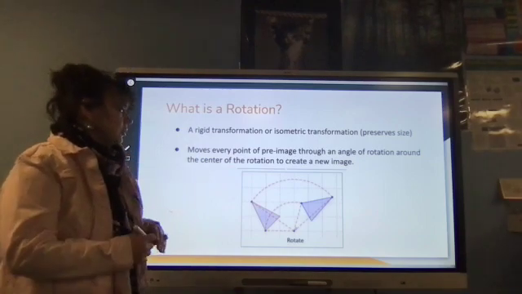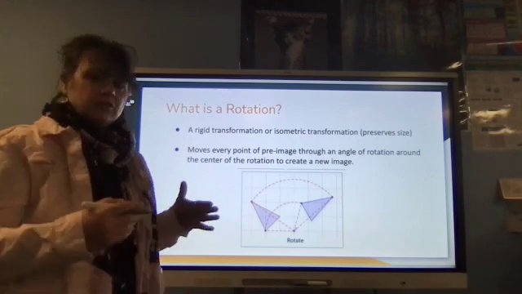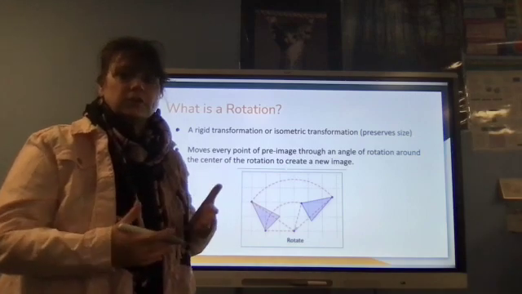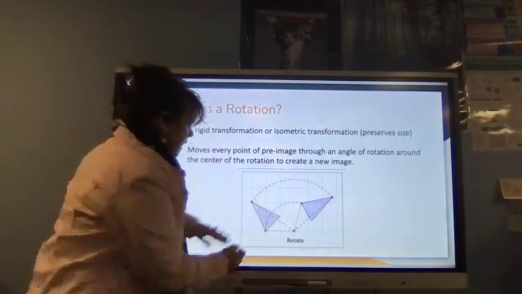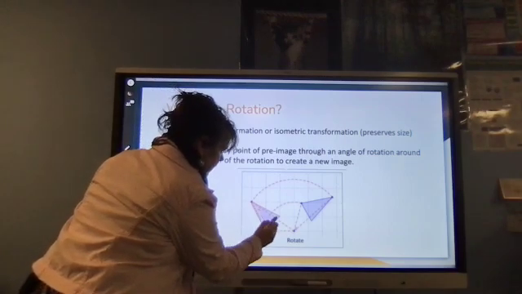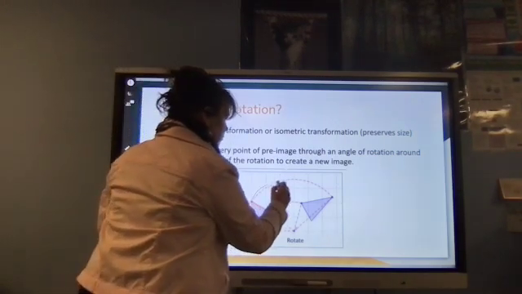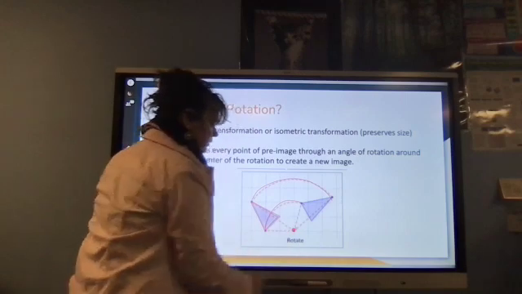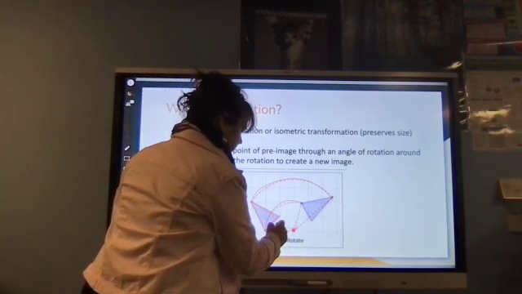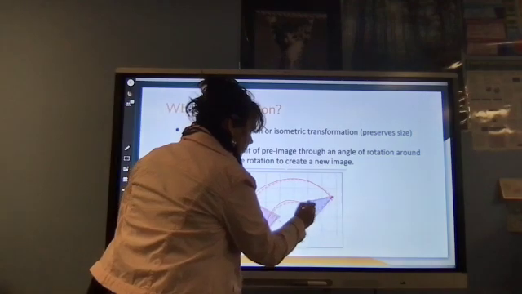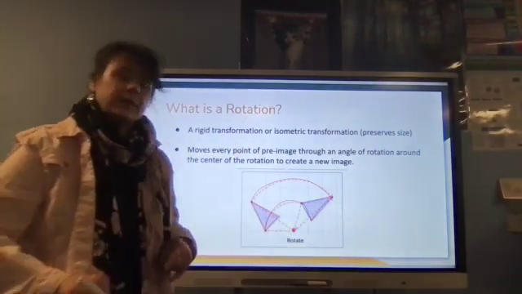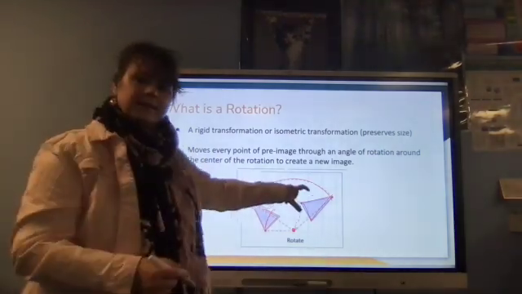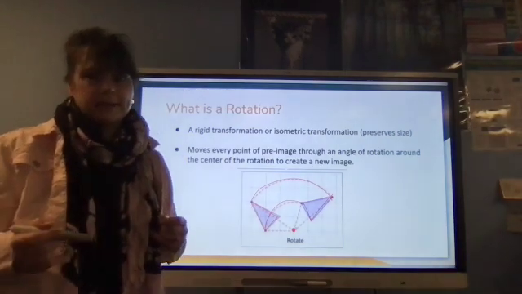A rotation also moves every point of the pre-image through an angle of rotation around the center of rotation to create a new image. So for example here, we have this image, and what we've done is notice we've rotated it around a rotation point. Here's our central rotation point here. And we've created this new image over here. Now there's a great pattern that we're going to be able to use to know how to do that, so that not just by guessing on the graph where it's going to be, we can mathematically do this quickly.